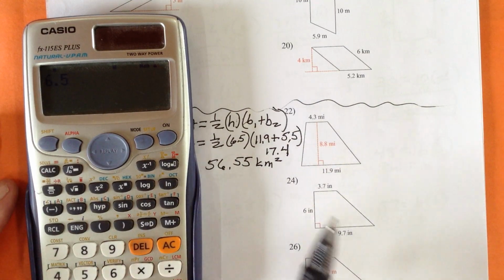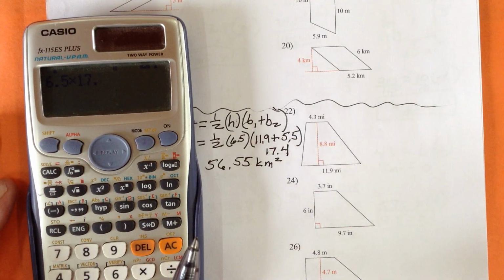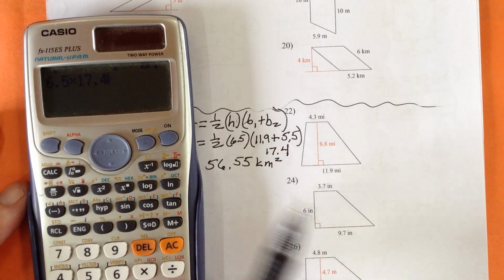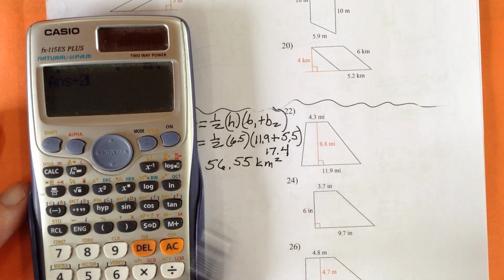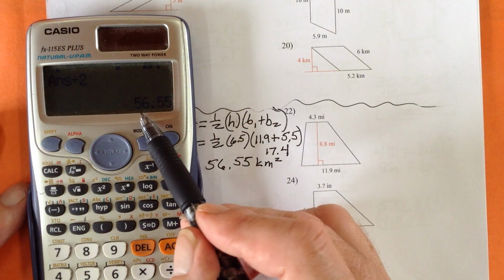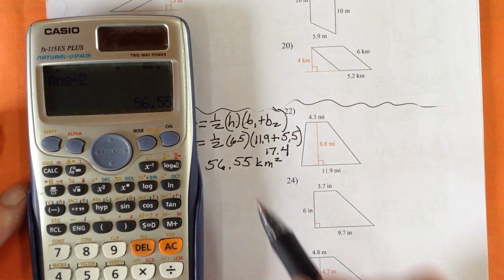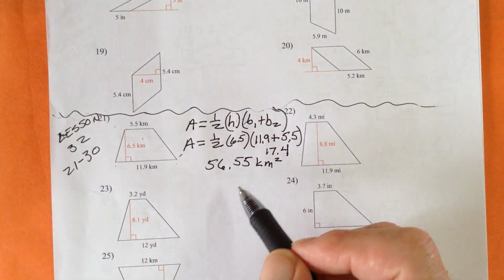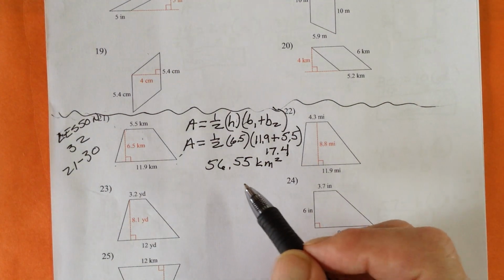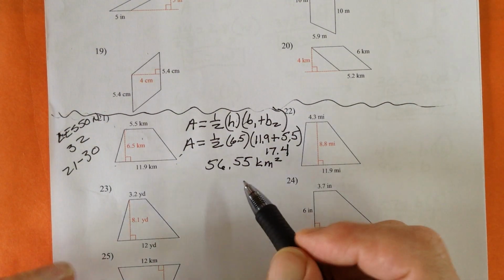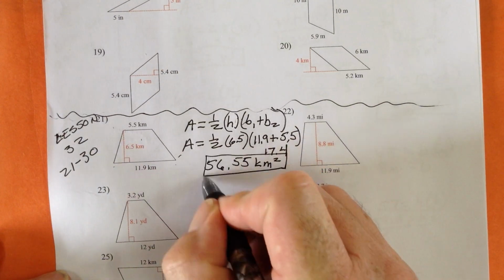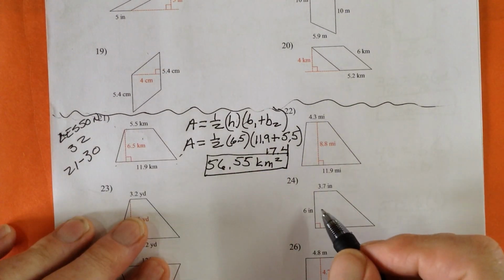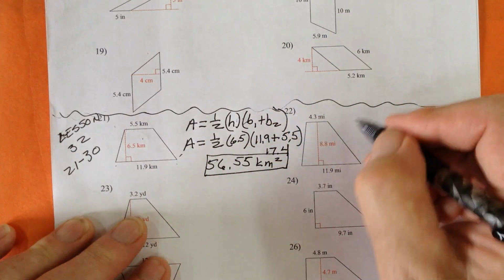6.5 times 17.4 equals, and then divided by 2 equals, yep, there it is, 56.55. Okay, so whatever works best for you, what you can remember. There's usually in math more than one way to do some things. All right, so that's number 21.